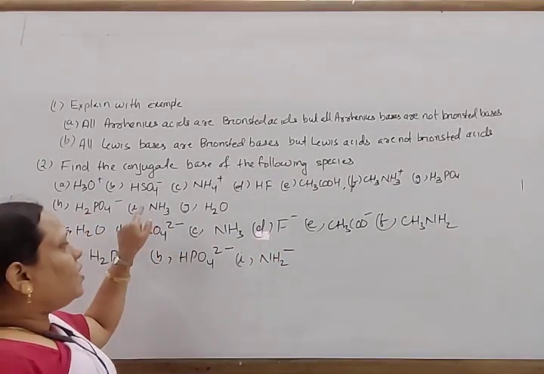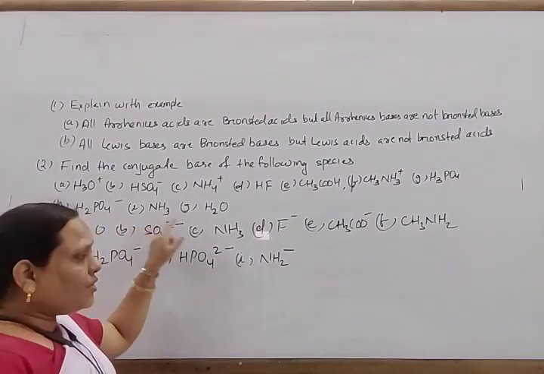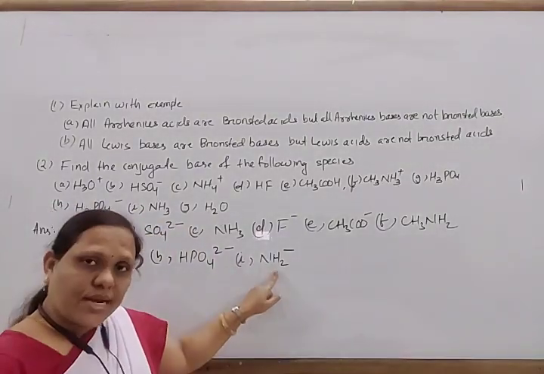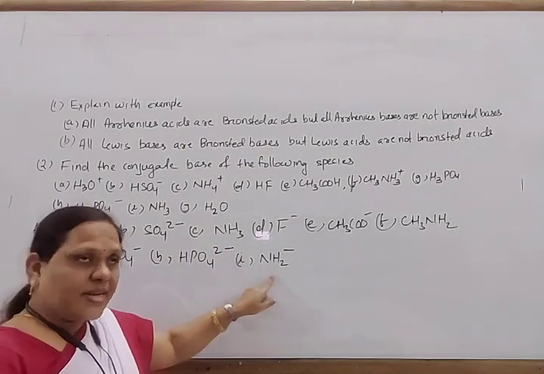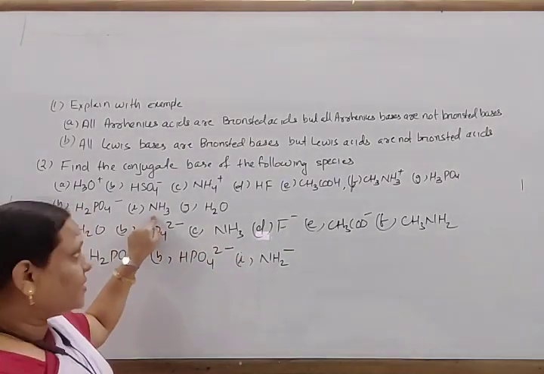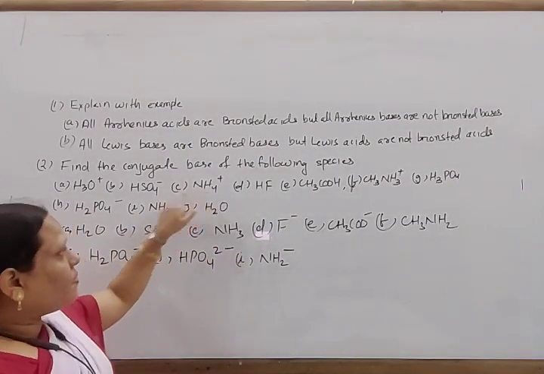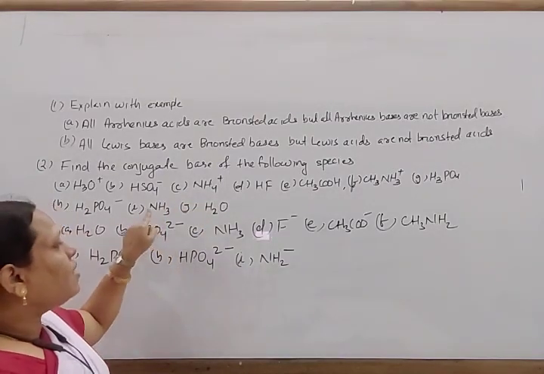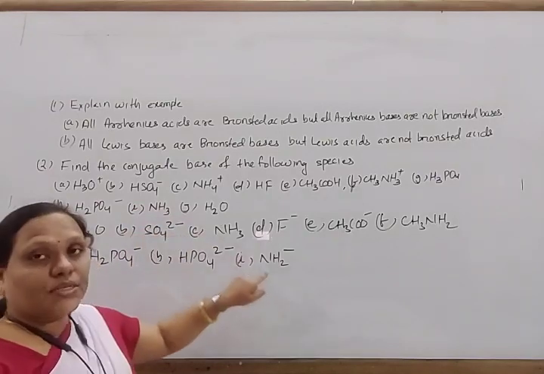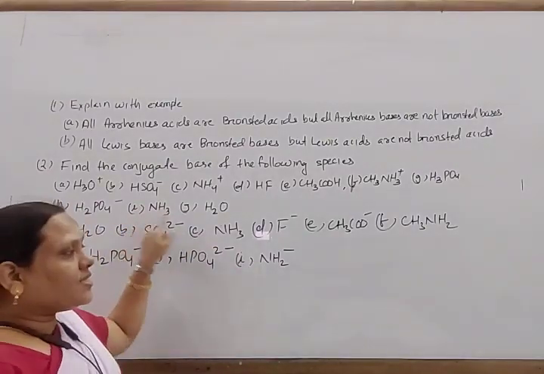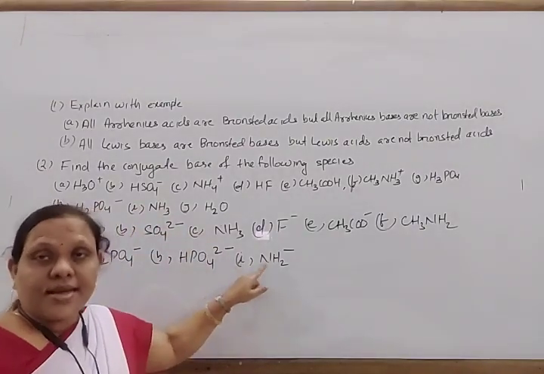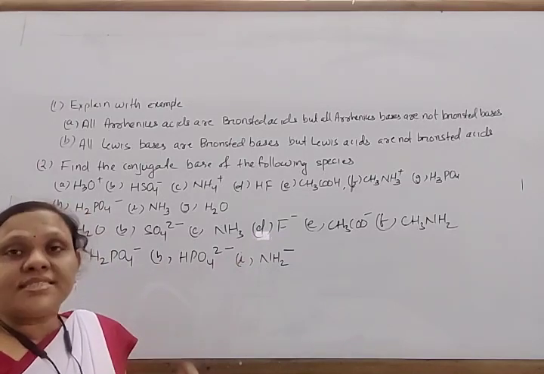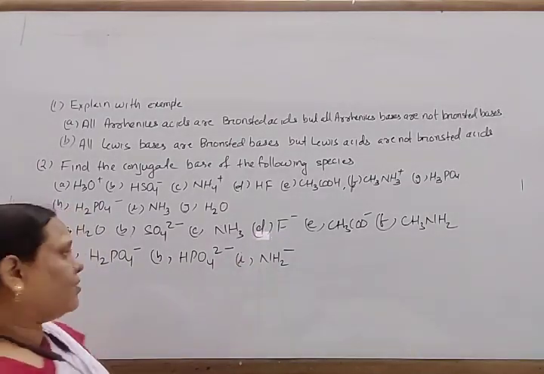Look here, NH3, although this is a base, when you compare it with NH2 minus, this is the conjugate acid and NH2 minus is its conjugate base. But when you compare NH4 plus and NH3, NH4 plus is the conjugate acid and NH3 is the conjugate base. So a conjugate acid and conjugate base differ by one H plus ion.